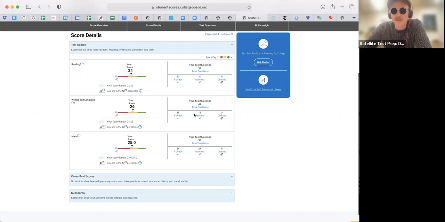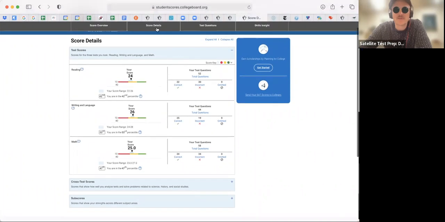And by the way, the writing and language is section 2, which is the grammar stuff, right? So you want to see how many you got right and how many you got wrong. It will not break up the math section into 2 particular sections in this particular layout right here, right? So you just want to look, and that'll give you an overview of how you did. Cool. So that's everything about score details, right?